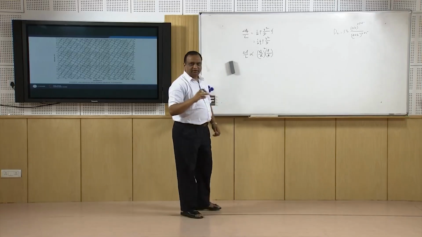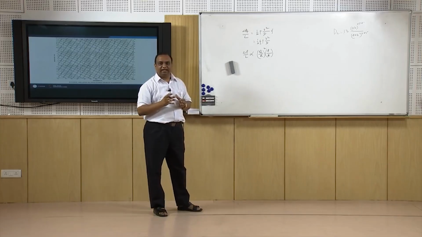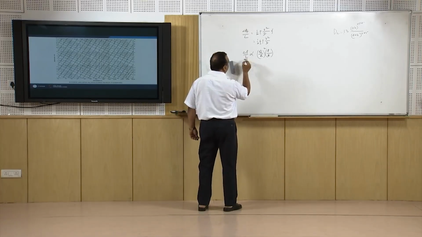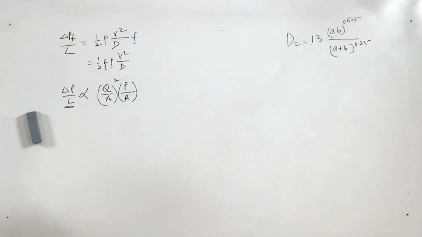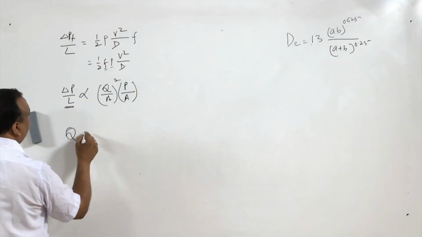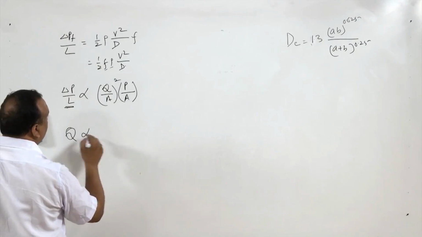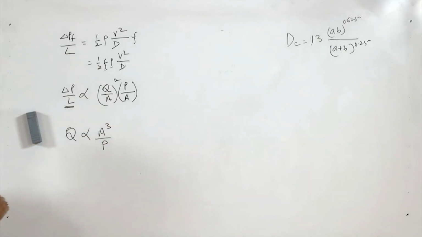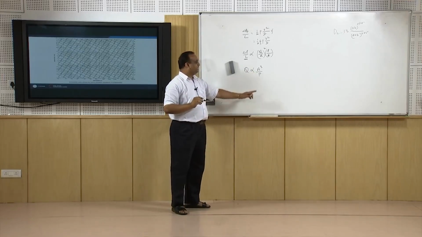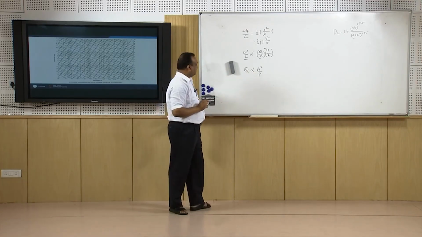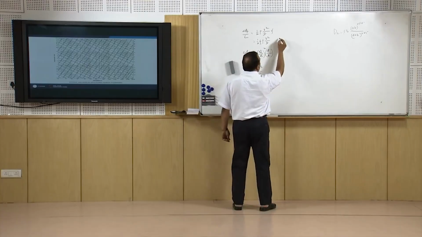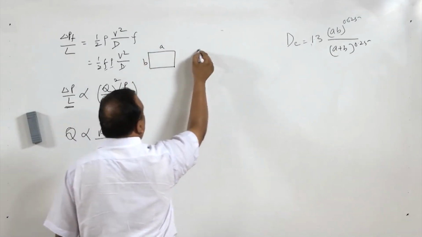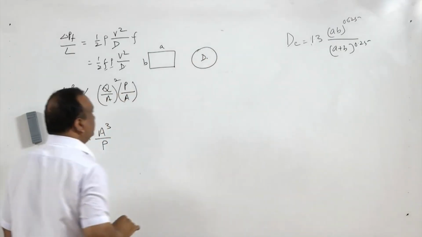Now in a duct system, if we take the equivalence, in that case we assume that this is constant. When this becomes constant, then discharge through duct becomes proportional to AQ by P. A is the cross section area, P is the perimeter. Now we have two ducts, one is rectangular having side A and B, another is circular having diameter D.